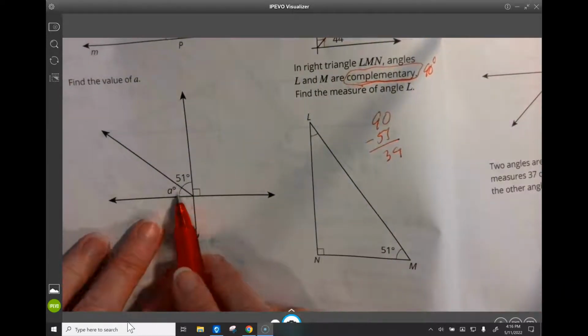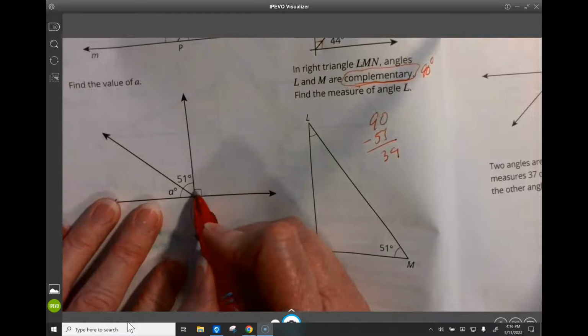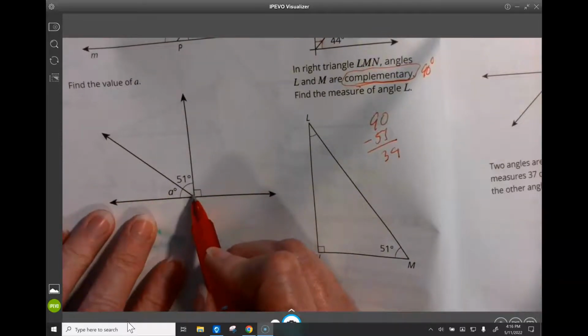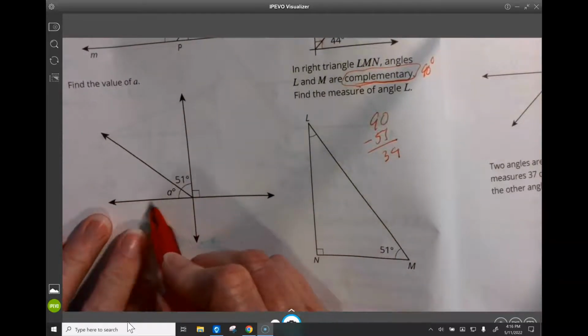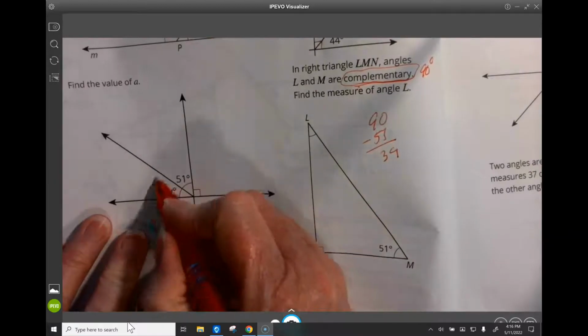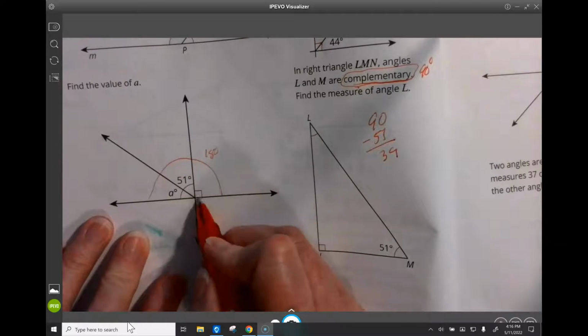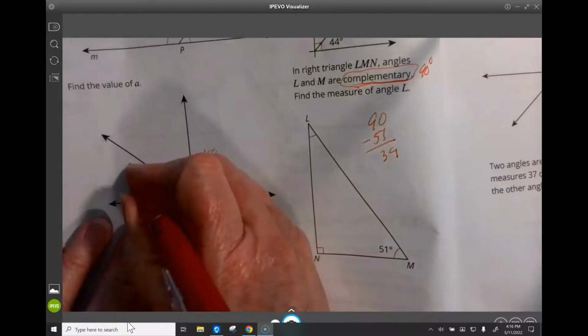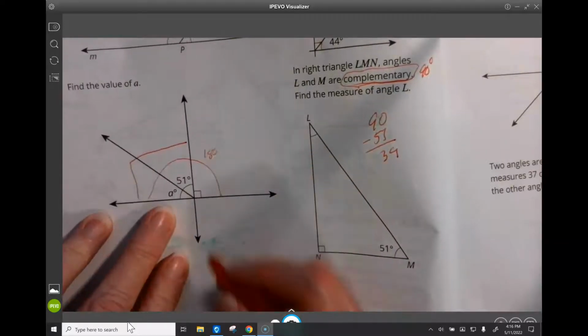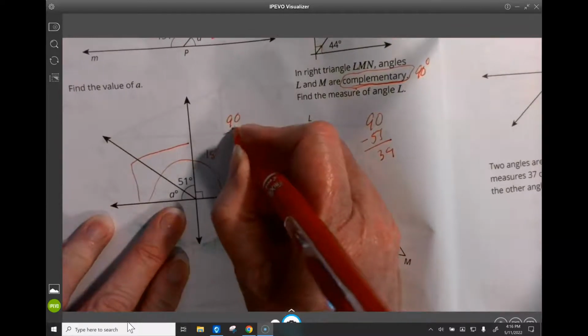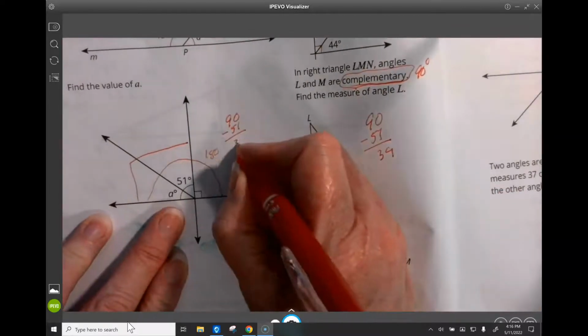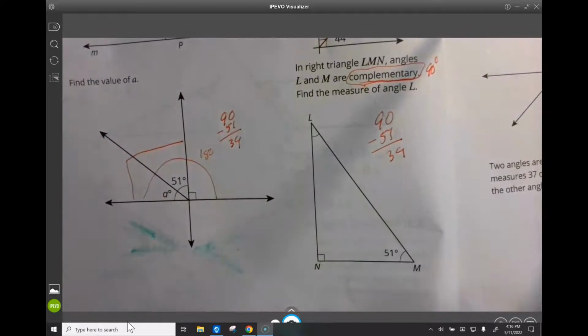Well, Phipps, this is what I did. I noticed that this is a right angle, and I noticed that if that's a right angle and it's on a line, this whole thing has to be 180 degrees. And if this is 180 degrees and this is 90, then this right here has to be 90 degrees. So I took 90 minus 51, and of course I got 39, just like you did, Phipps.